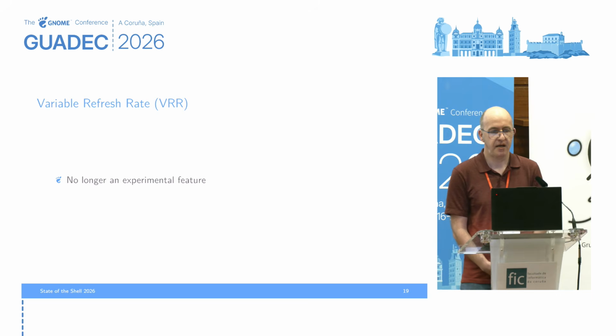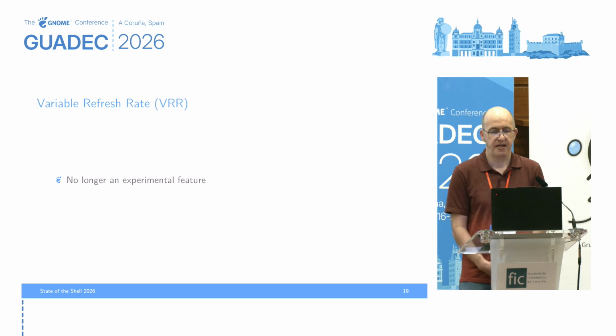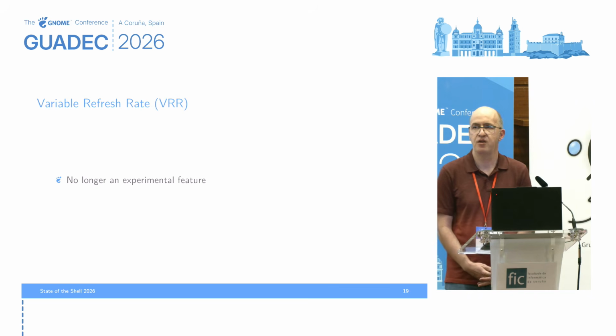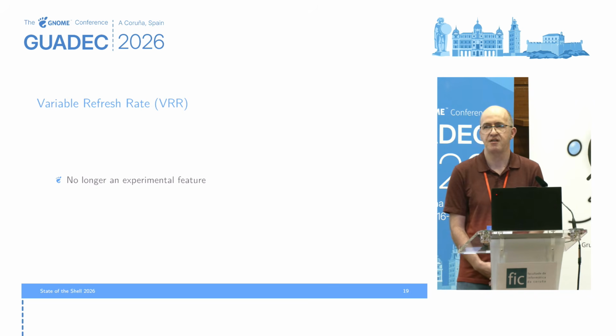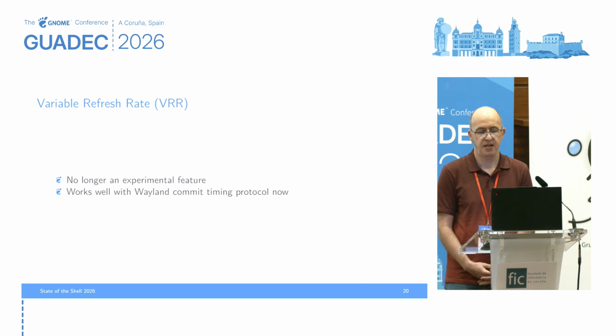The next thing I want to talk about is variable refresh rate, commonly known as VRR. This is also the third feature in Mutter 50 which was previously an experimental feature, but now it isn't anymore. So some of the rough edges that were there before were ironed out for the 50 release. And on top of that, there were some further improvements.